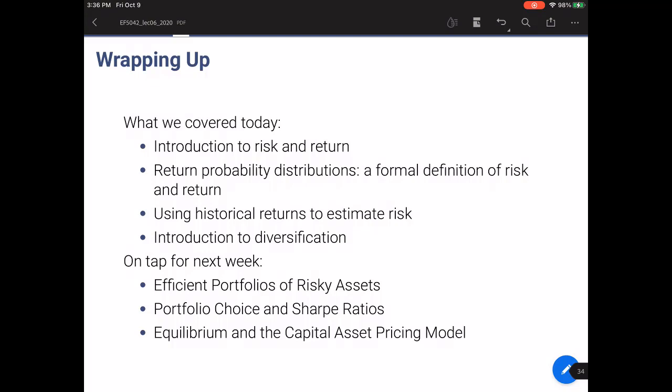So next week I will talk about efficient portfolios of risky assets, portfolio choice and Sharpe ratios, and ultimately our asset pricing model that we're going to use to come up with a discount rate for risky return.